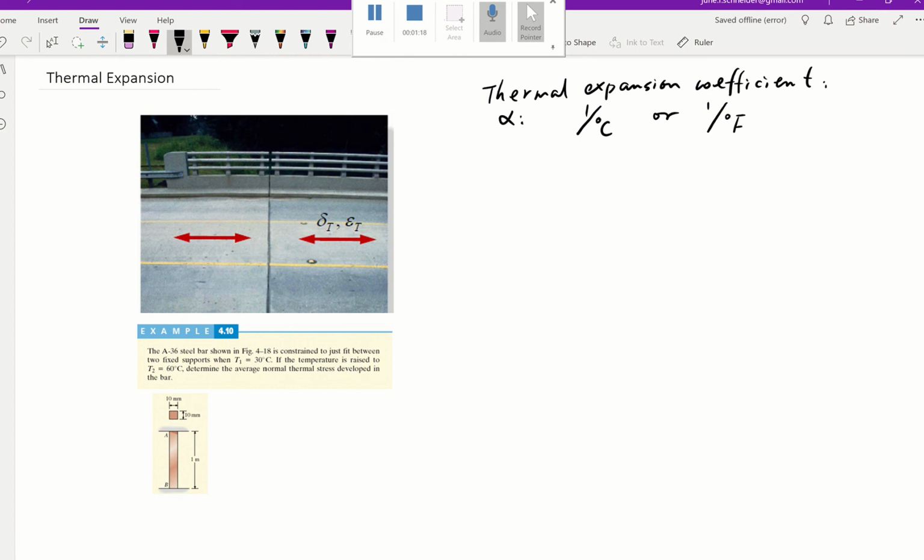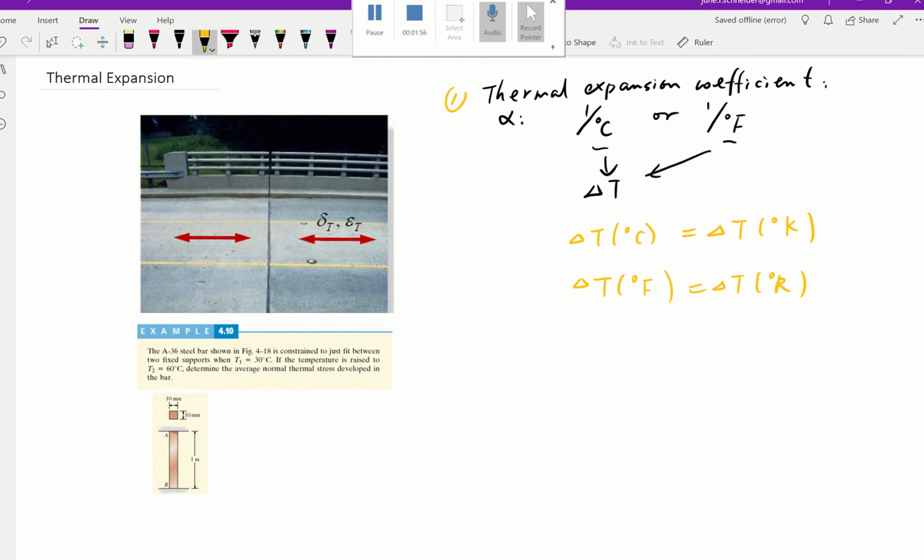Okay, and here I want to make sure that this degree Celsius and Fahrenheit means delta T. That means it's a temperature change. Because of that, we know if it's delta T in degrees Celsius, it's going to be the same as the temperature change in Kelvin. Likewise, delta T in Fahrenheit will be the same as delta T in Rankine, right? So knowing that, that's our thermal expansion.